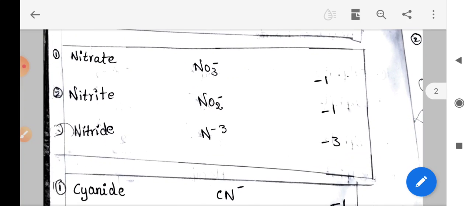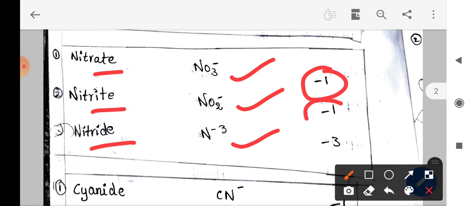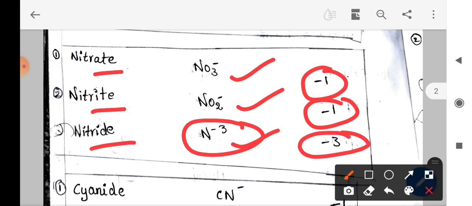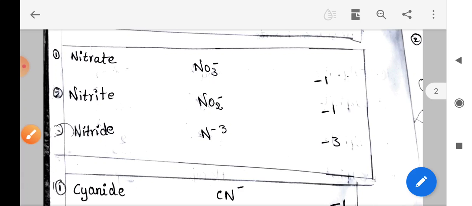Next one, the nitrate ion. Nitrate ion NO3 minus, nitrite NO2 minus, nitride N minus 3. Now nitrite is a monovalent ion, but nitride is a trivalent ion. Nitride, boride B minus 3, phosphide P minus 3. These all are trivalent electronegative ions.